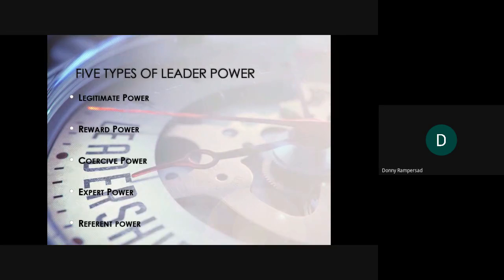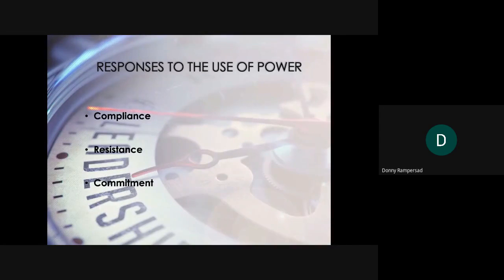We now move on to responses to the use of power. Basically, there are 3 responses to the use of power. These are compliance, resistance, and commitment. Compliance is basically following the direction of the person with power, regardless of how much agreement there is with that person's direction. So you might not agree with the direction that person is going, but you comply. I guess that is where the terminology comply and then complain came about.